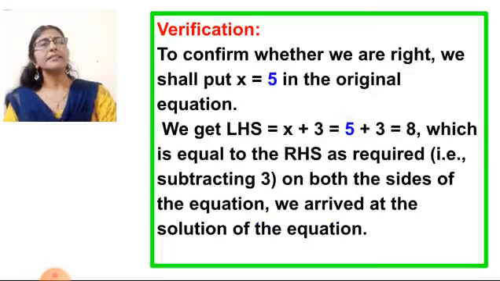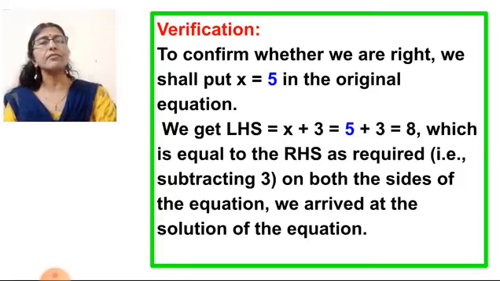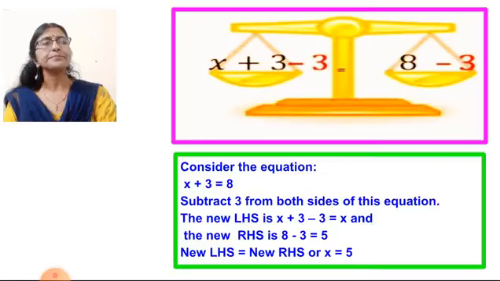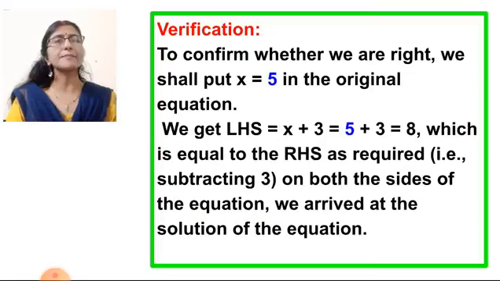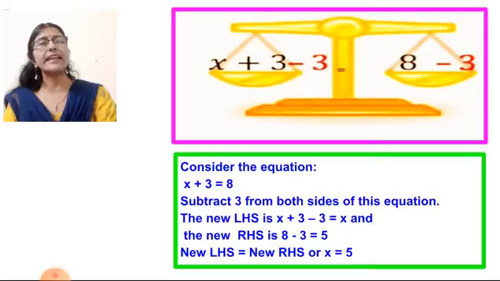Now, to verify, to confirm whether we are right or not, whether the solution of x is 5 or not, we are going to write the original equation. So the original equation was x plus 3. We are going to substitute the value of x in that. So in place of x we will write 5. So 5 plus 3 is equal to 8, which is equal to RHS, because RHS was given as 8.